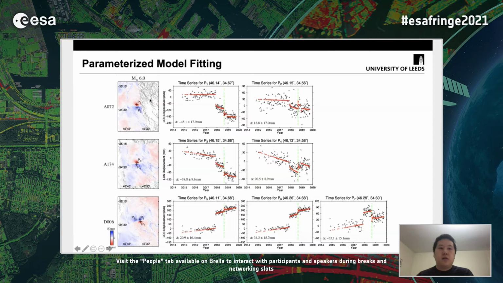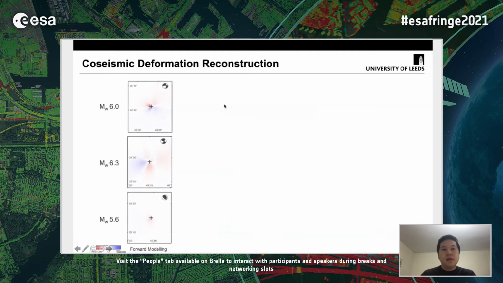The left shows the reconstructed deformation fields, and the red ones are some peak displacement pixel fittings. We first observe the large co-seismic offset by the main shock, the post-seismic decay, and then the 6.0 earthquake indicated by this green dashed line.